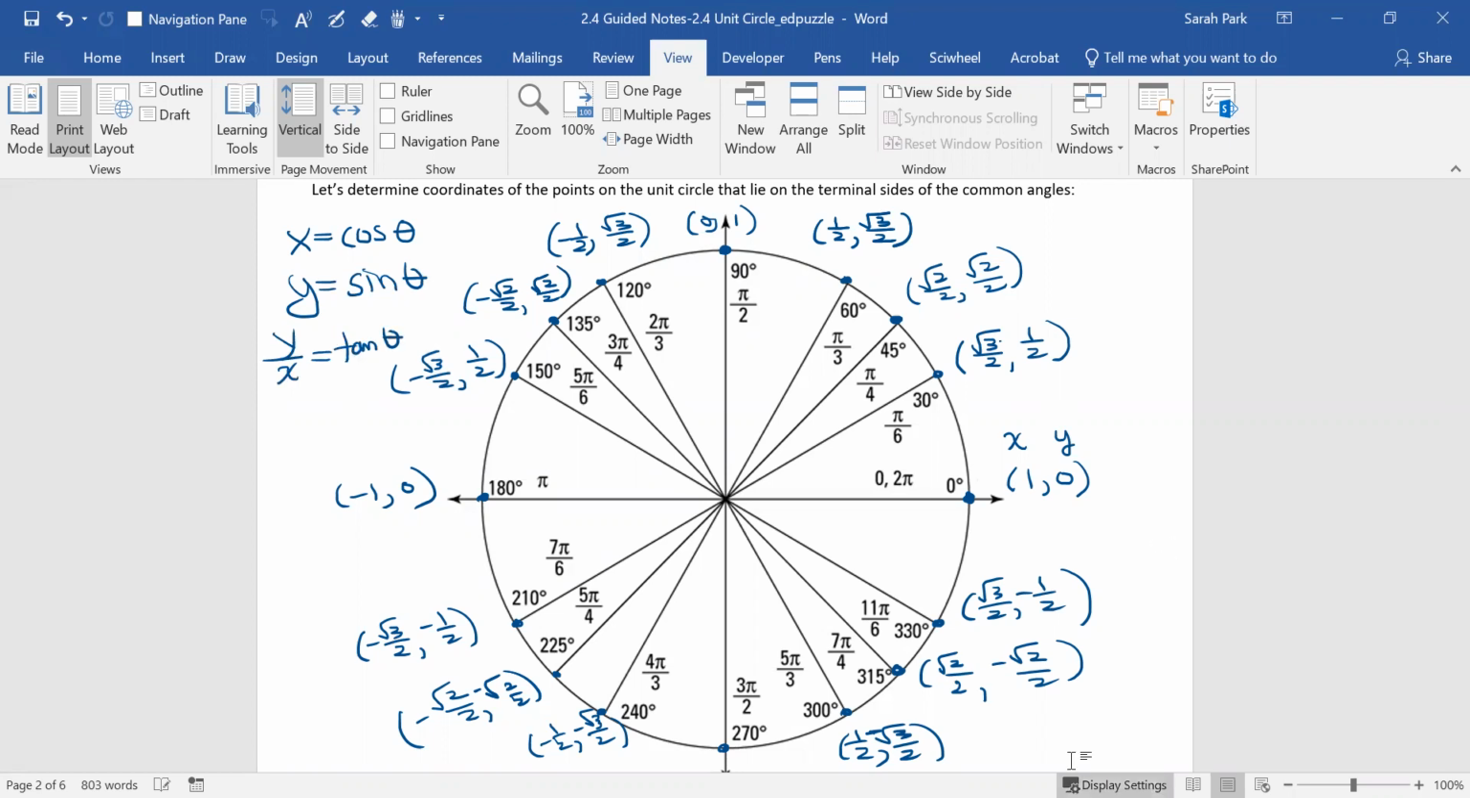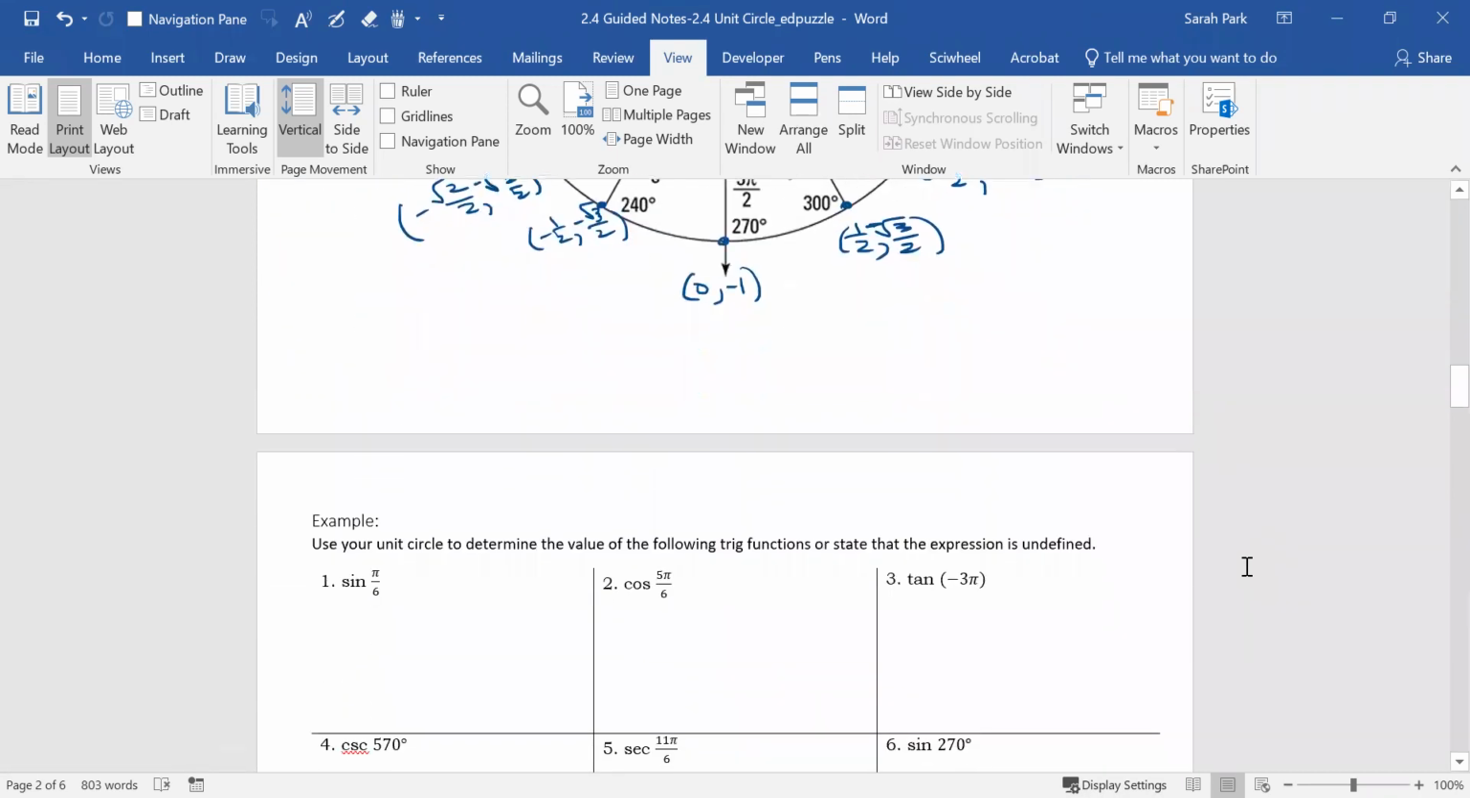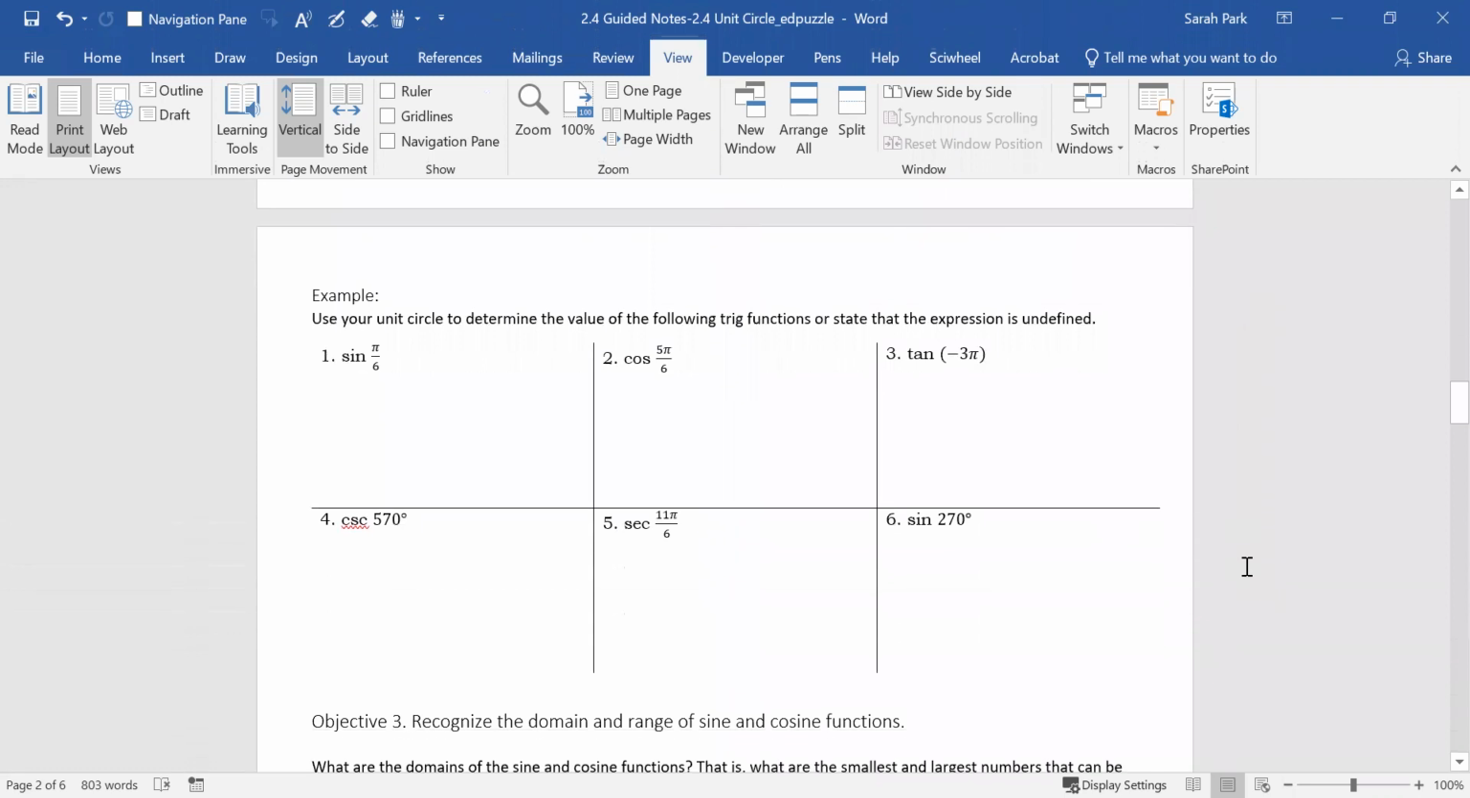So let's do some practice with the following problems for these examples. We can use our unit circle to determine the following values that are stated here.